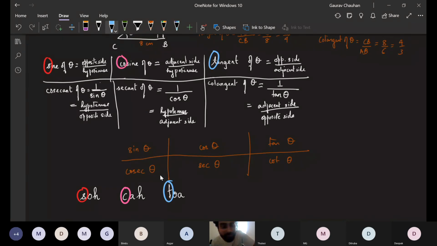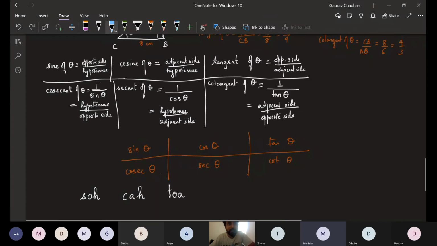What I told you is for remembering the formula. Anyone got what OH, what AH, and what OA are doing here? Let's hear from Manisha. Sir, opposite side and hypotenuse. Perfect. Opposite by hypotenuse. OH. Sine is opposite by hypotenuse. CAH. Cos is adjacent by hypotenuse. TOA. Tan is opposite by adjacent.